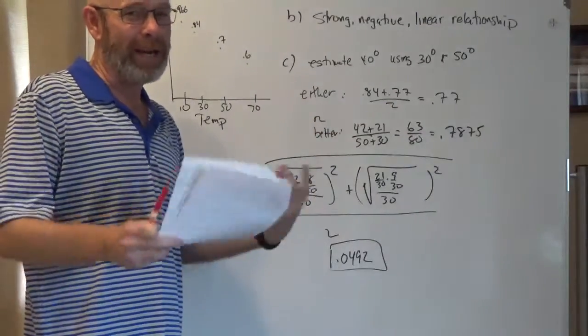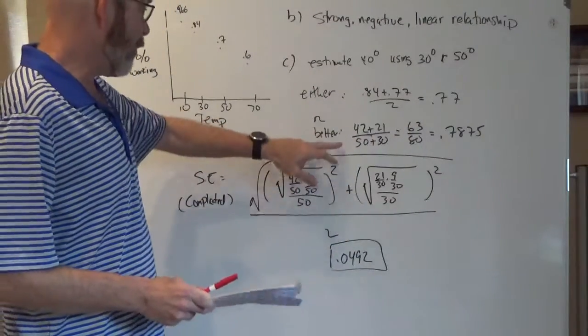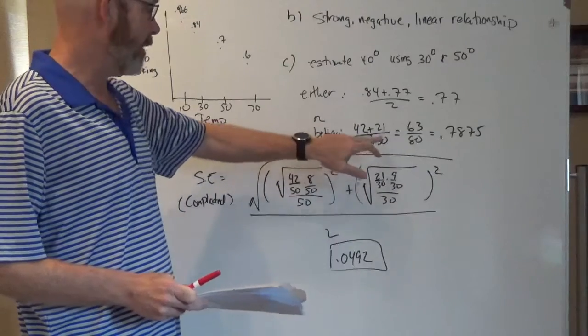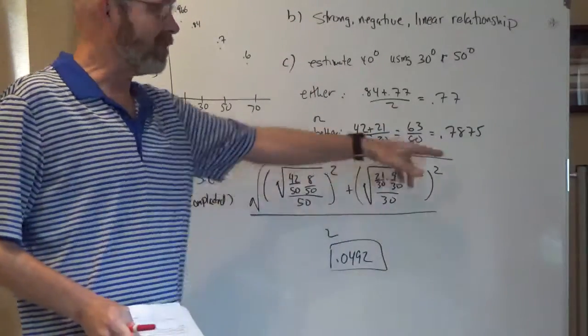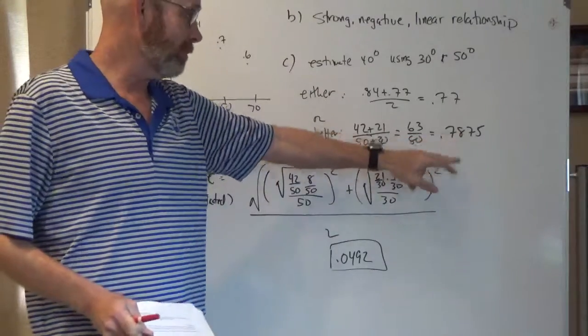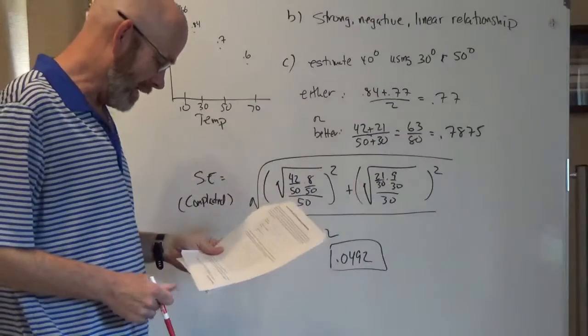The better way is to take a weighted average, because remember they didn't have the same amount in the first place. The 30 degrees was 42 out of 50, and the 50 degrees is 21 out of 30, so you dump them all together. It's a much better average because it's a weighted average. 78.75% there. And then the last one is the standard error.